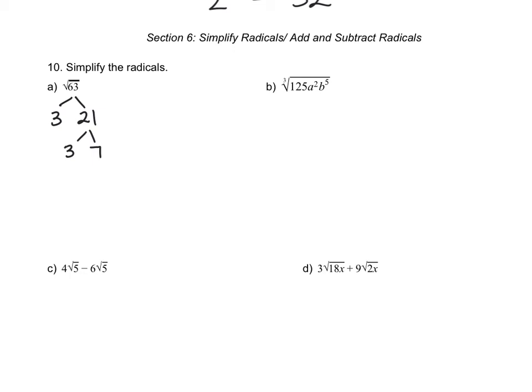So square root means I have to have a pair of something in order for it to come outside my radical. So I have a pair of 3's, so it's going to be 3, and then underneath the radical, I still have my 7 since it was alone, it had no pair.